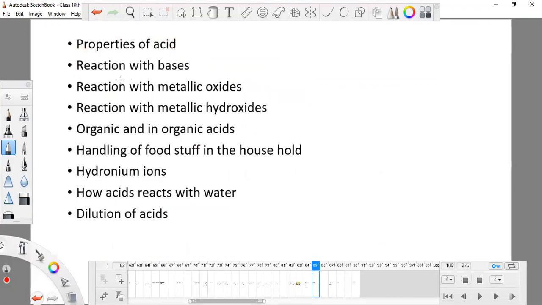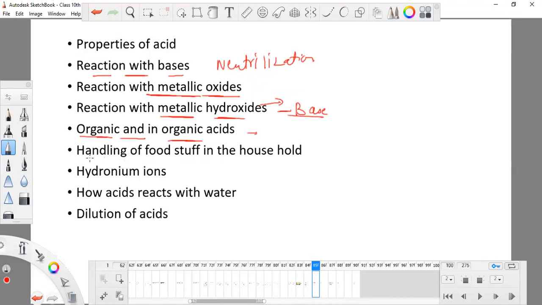We studied how acids react with bases, which is also known as the neutralization reaction, if you remember. We studied how acids react with metal oxides and metallic hydroxides, which are also known as bases. We know there are two types of acids, organic and inorganic, which we studied yesterday. About handling foodstuff, we should not put any acidic food in metal boxes or metal bottles, but we can use tin, because it doesn't react with any acid.